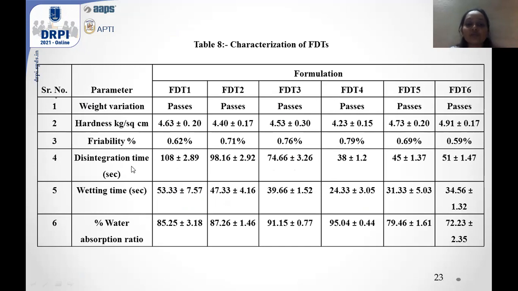Disintegration time was found to be 38 seconds in the FDT4 formulation, which was very less, and in FDT6 it was found to be 51 seconds. The wetting time was also found to be very less in the FDT4 formulation, that is 24.33 seconds, and 31.33 seconds in FDT5, and 34.56 seconds in FDT6. Then the percent water absorption ratio was also found to be very good.